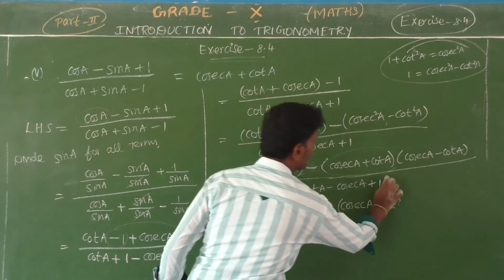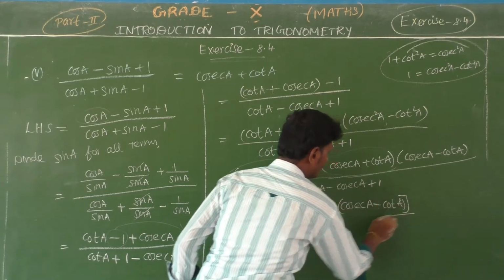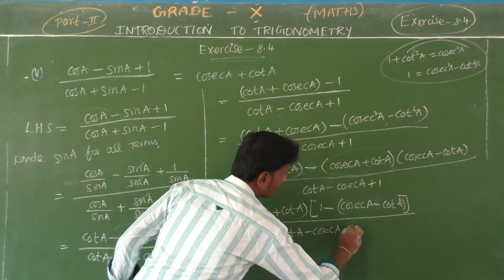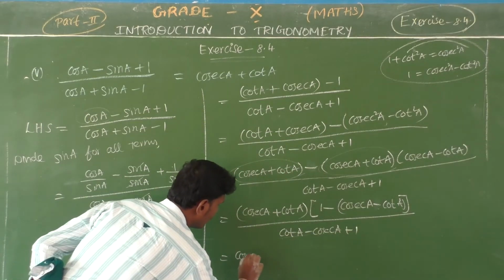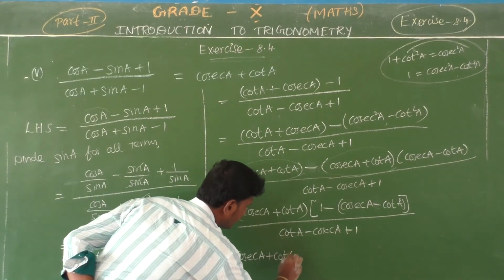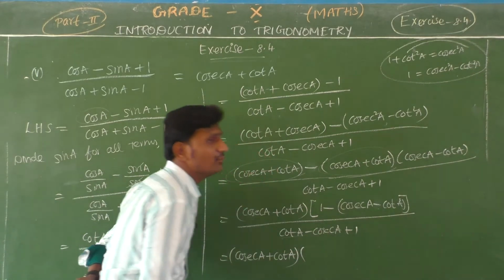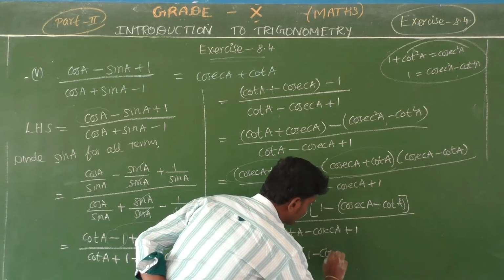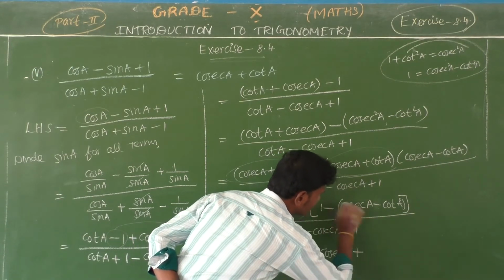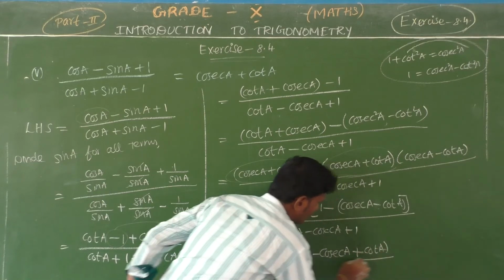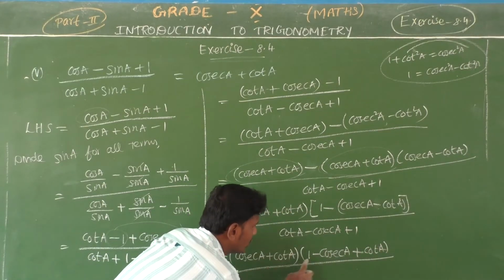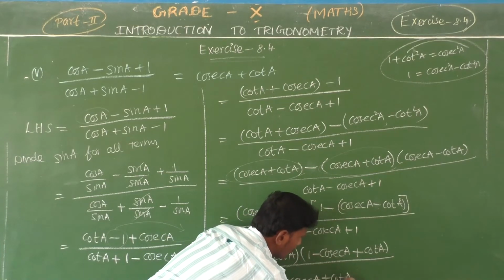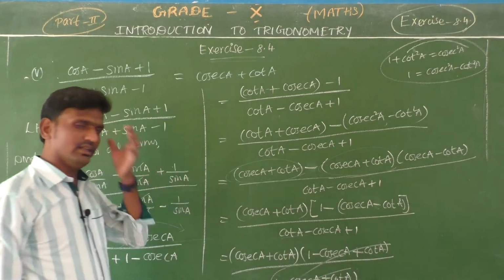Plus or minus, sorry, minus cot A. So the whole divided by cot A minus cosecant A plus 1. Okay, so here cosecant A plus cot A into, see, I am going to cancel the bracket to get 1 plus into minus minus cosecant A plus minus into minus plus cot A. So the whole divided by the same values, I am going to write like this, 1 minus cosecant A plus cot A. So these two terms will be cancelled.